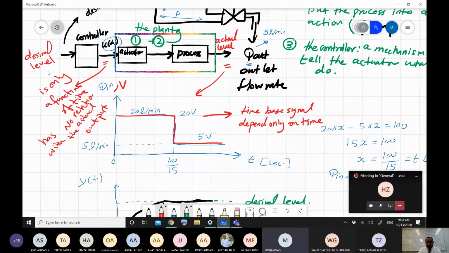I need my level to be at a certain height. I did the math and I found this is the perfect solution to my problem. Yes or no?